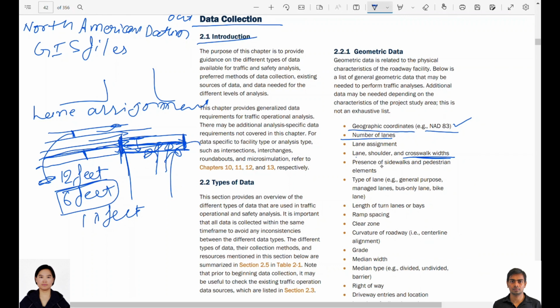Presence of sidewalks or pedestrian elements. If we are working with intersections, then we definitely need to know whether there are sidewalks or pedestrian elements, and typically they are present. When we are working with intersections and controllers, we need to know these elements, as they dictate our signal timings and intersection design.